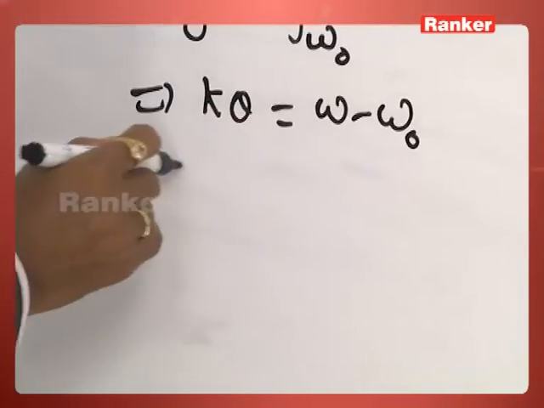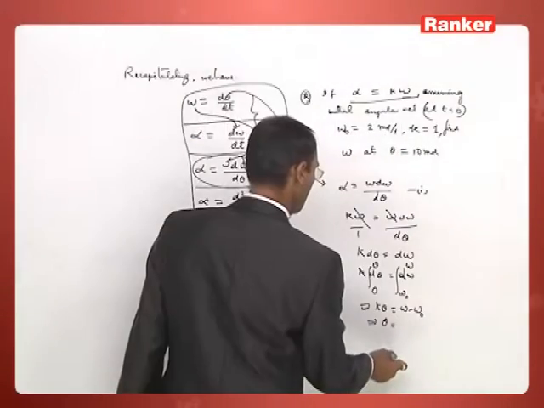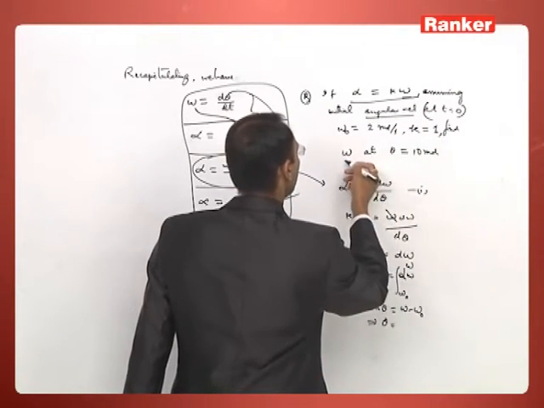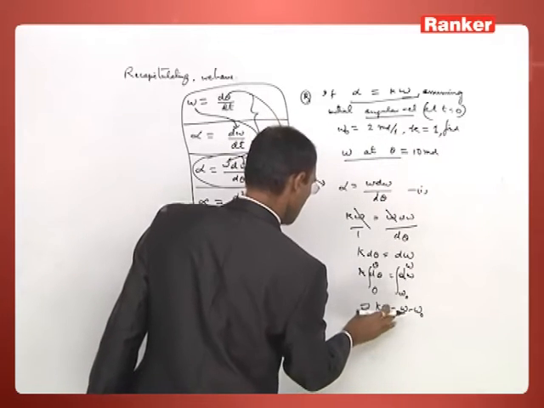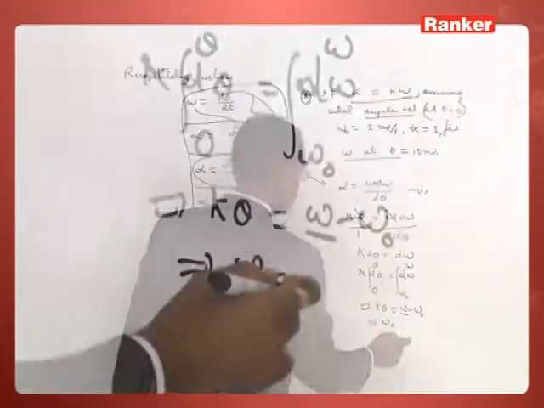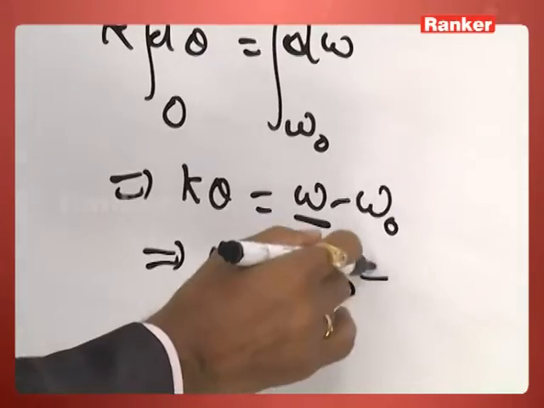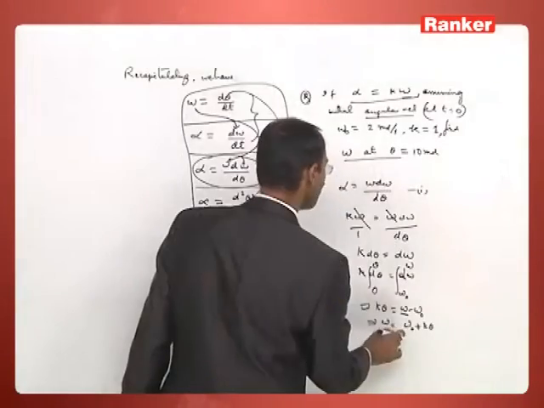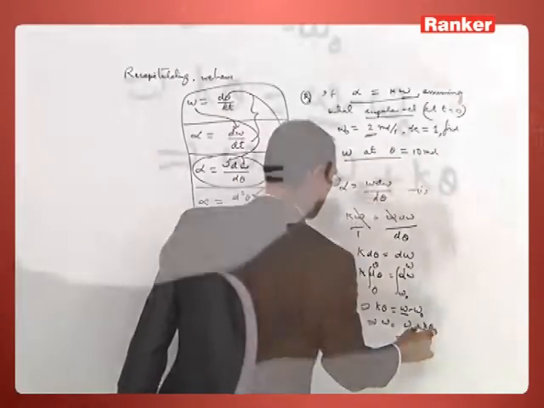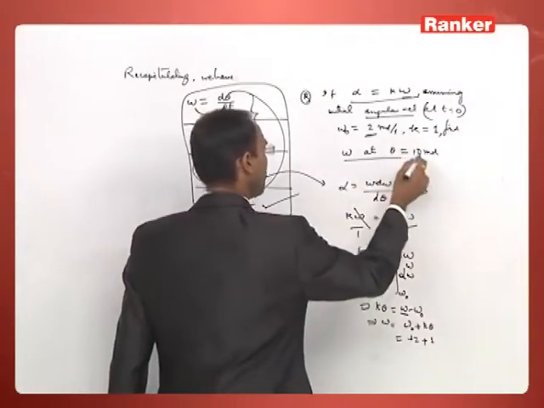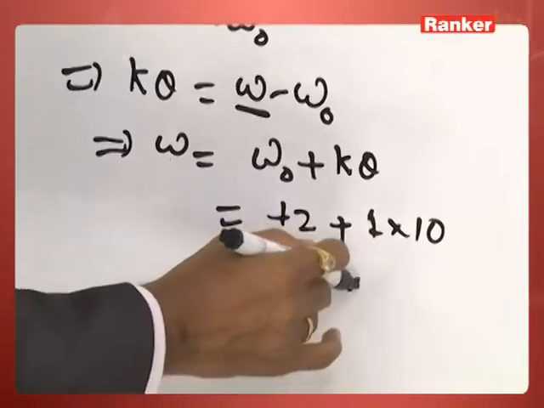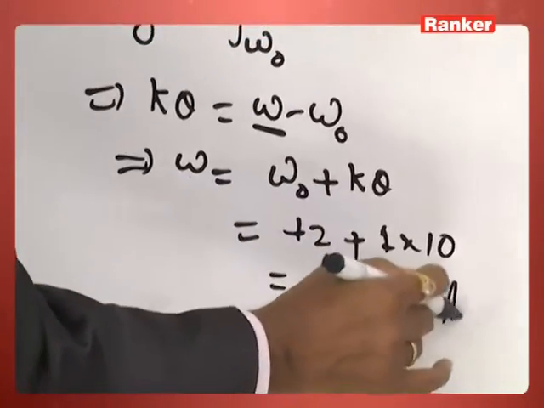What do we want? We want the angular velocity at theta is equal to 10 radian. This we want. So, keep it on the left hand side. Omega is equal to omega naught plus k into theta. What is omega naught? Plus 2. What is k? That is 1 unit. And what is theta? 10 radian. How much are you getting? 10 plus 2, that is 12 radian per second, answer.